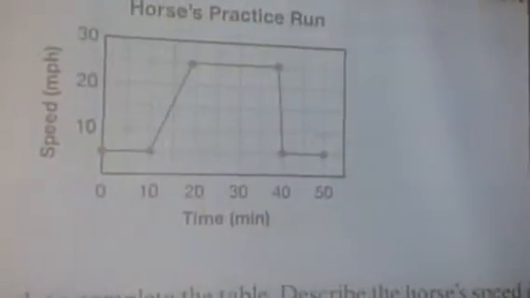Here is another example of a graph. This graph shows the various speeds at which a horse travels. Use this graph to complete the table and describe the horse's speed as increasing, no change, or decreasing. So we're going to use those three words.